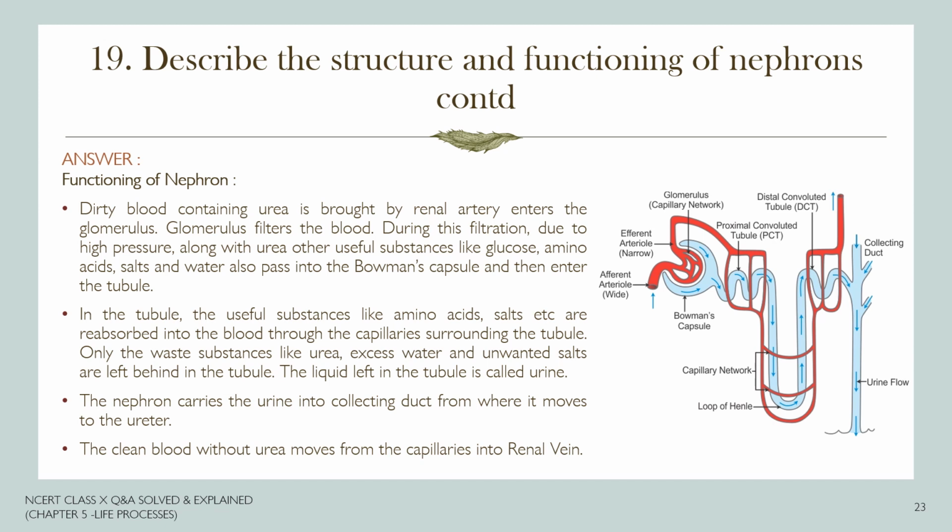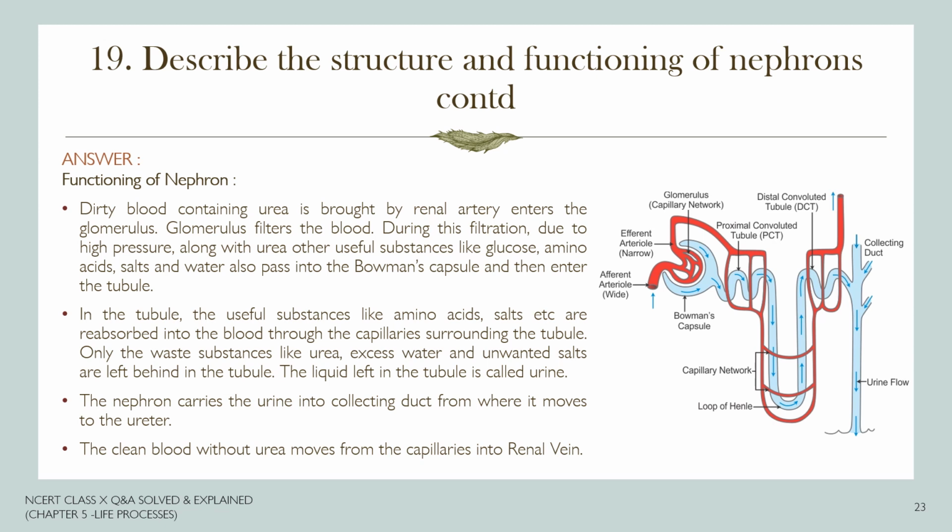Now in the glomerulus, because of high pressure, the blood gets filtered, and during this filtration, along with urea, certain useful substances like glucose, amino acids, salts, and a lot of water passes into the Bowman's capsule, and then it enters into the tubule.